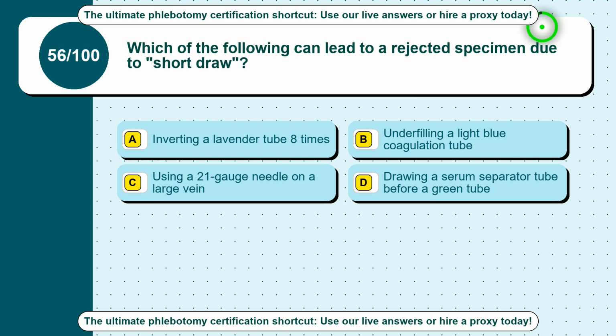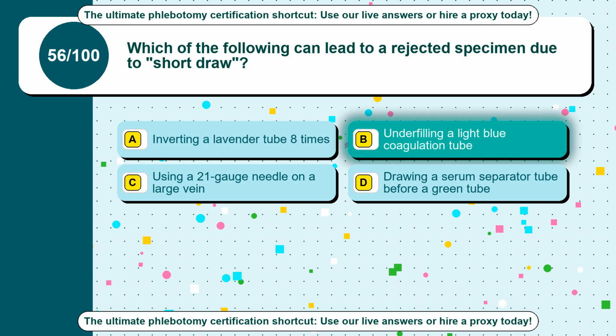Question 56. Which of the following can lead to a rejected specimen due to short draw? Option A. Inverting a lavender tube 8 times. Option B. Underfilling a light blue coagulation tube. Option C. Using a 21-gauge needle on a large vein. Option D. Drawing a serum separator tube before a green tube.